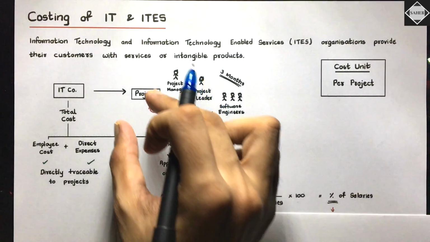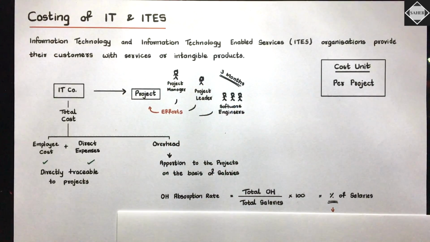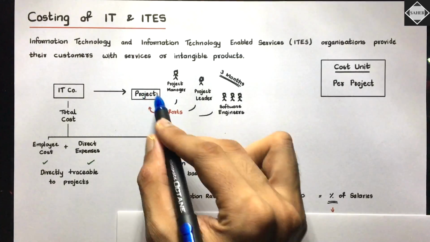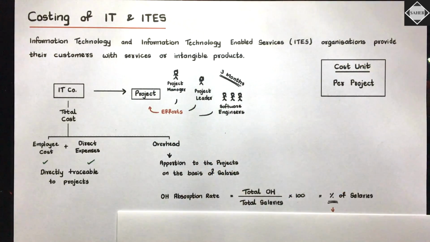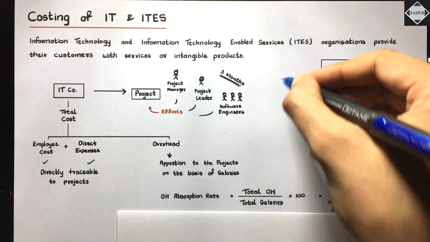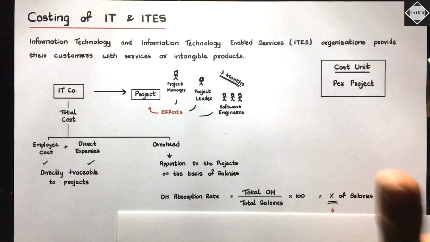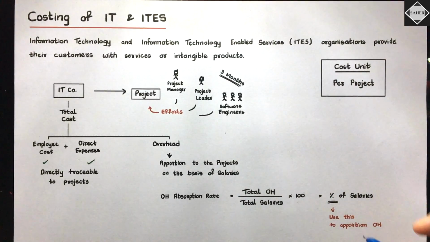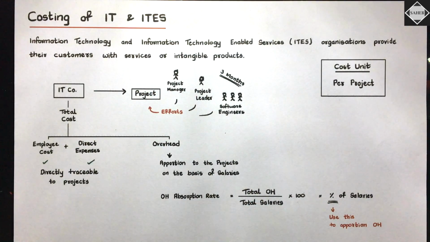So if on a particular project the salary cost is, let's just say, 10,000, what will you do? You have 30% of salaries, no? So salary is 10,000, just for example. How much overhead to apportion to this project? You will do 30% of that 10,000, that is equal to 3,000. So 10,000 plus 3,000. Is that clear? That is how it will happen. Use this to apportion overheads. That's the concept of the IT industry, really simple and straightforward. Now let's see the question and you will understand everything.